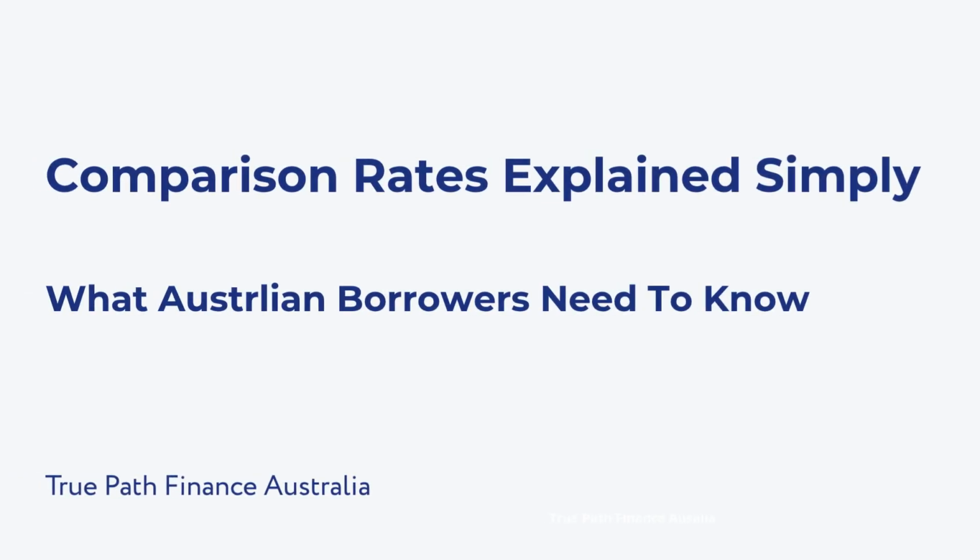Today we're talking about something that confuses a lot of Australians when comparing home loans: comparison rates. You've probably seen lenders advertise one interest rate, and then another slightly higher comparison rate underneath. But what does that actually mean? And why can two loans with the exact same interest rate end up costing very different amounts?